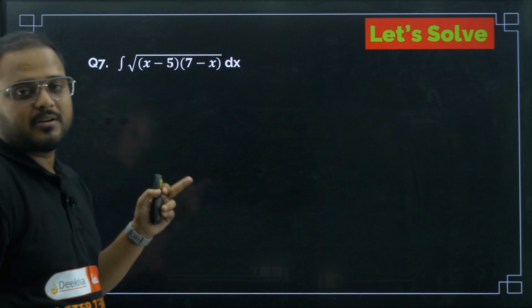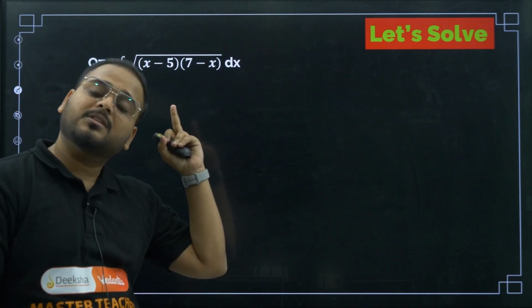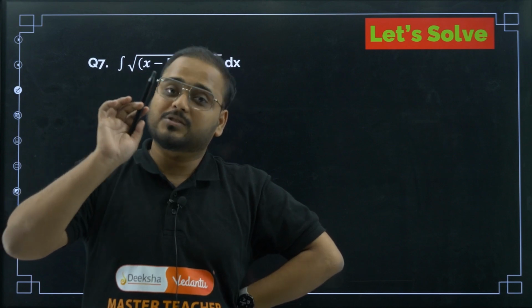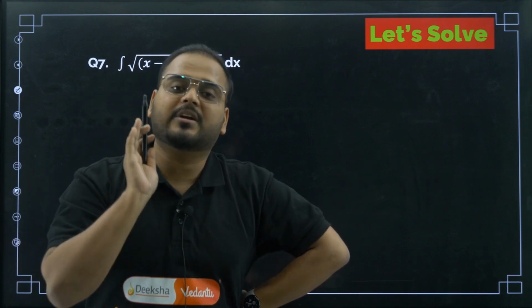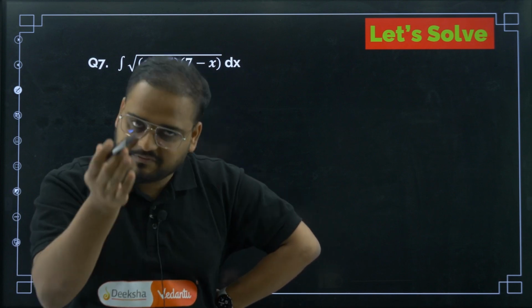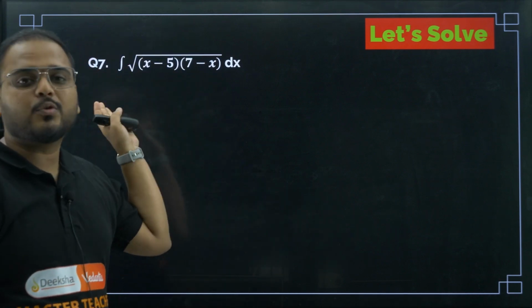This is the same particular form of function that we have understood before. Whenever you have a quadratic function given in the root, what did we used to do? Make the perfect square. So for that, I need to expand it.